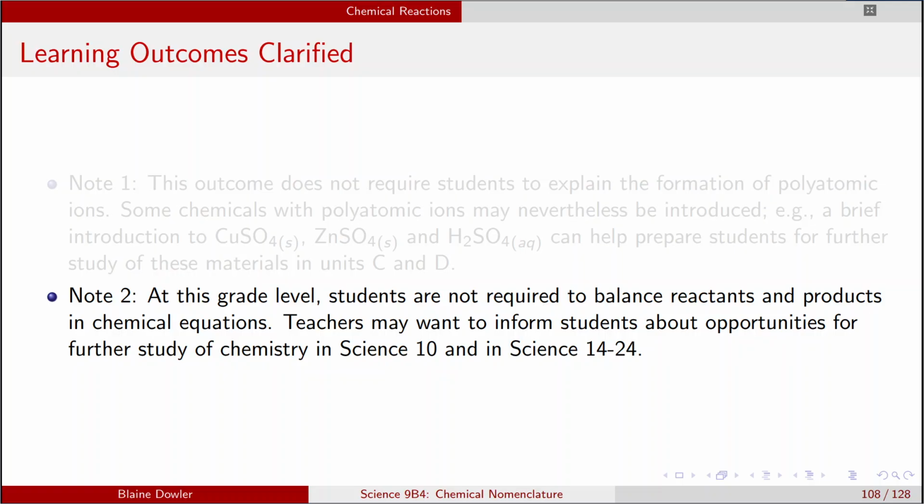And as a second note, you don't have to balance reactants and products yourself. I ask my students to recognize whether it's balanced, but to actually balance them, that process is covered in grade 10 sciences.